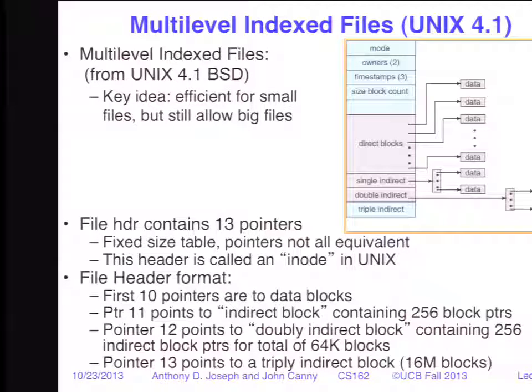The next pointer, the 12th pointer, is a doubly indirect pointer. So it points to a doubly indirect block that contains 256 pointers to singly indirect blocks, which each contain 256 pointers to data blocks. Right? And if you want a really big file, there's a triply indirect. The 13th pointer is this triply indirect pointer, which points to a triply indirect block, which has 256 pointers to doubly indirect blocks. Each one of those doubly indirect blocks contains 256 pointers to a singly indirect block.